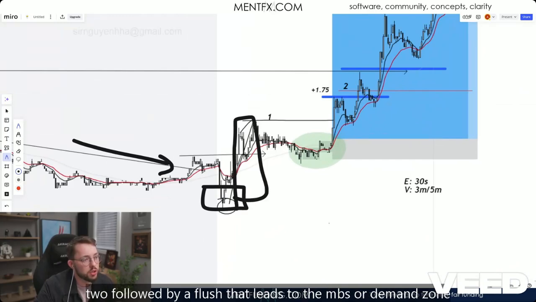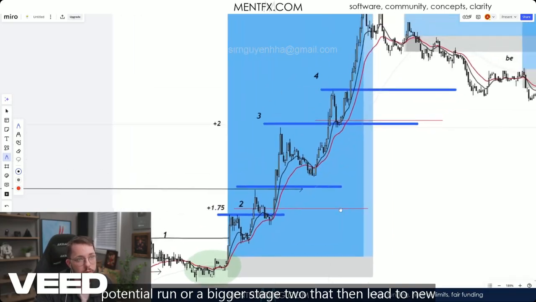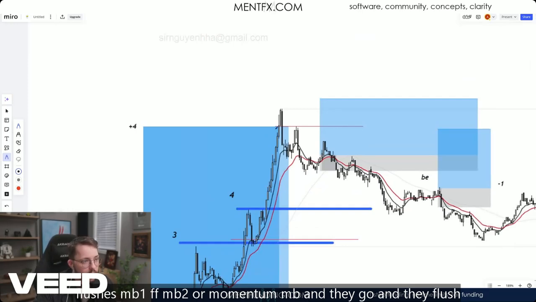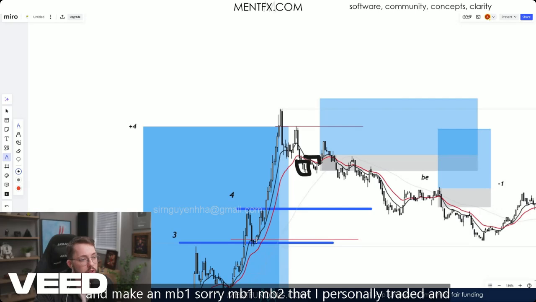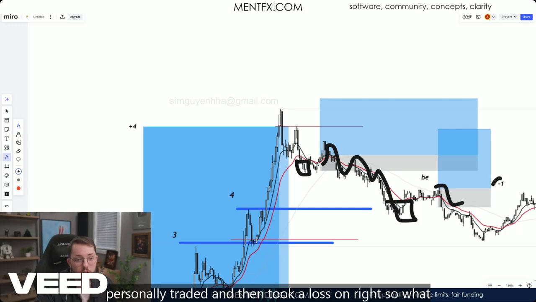followed by the stage two, followed by a flush that leads to the MBs or demand zone formations that lead to new entries that then go to make a potential run or a bigger stage two that then lead to new flushes, MB1, MB2 or momentum MB, and they go and they flush and make an MB1, MB2 that I personally traded, and then nothing happened, came down. Once again, MB1, MB2, which I personally traded, and then took a loss on, right?